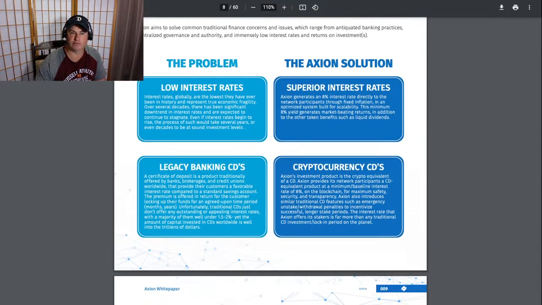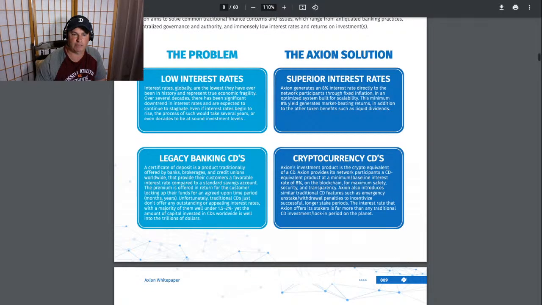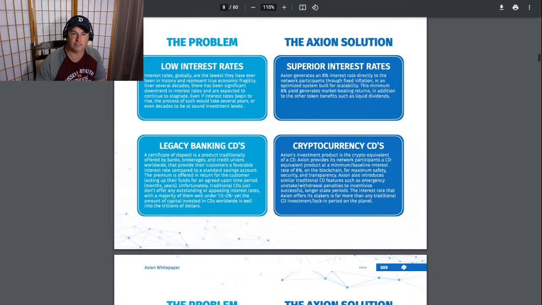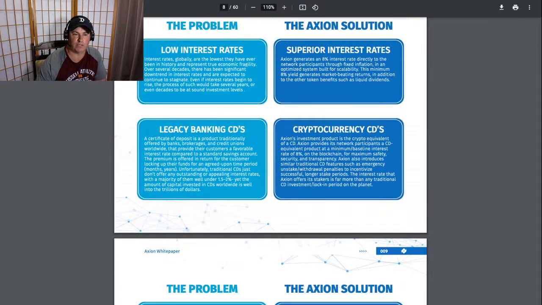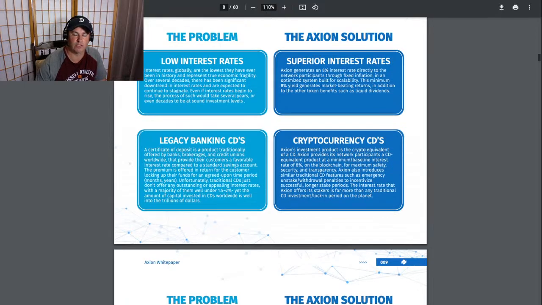Legacy banking CDs, or certificates of deposit. A certificate of deposit is a product traditionally offered by banks, brokerages, and credit unions worldwide, and provides customers a favorable interest rate compared to a standard savings account. The premium is offered in return for the customer locking up their funds, basically, for an agreed period of time, months or years. Unfortunately, traditional CDs just don't offer outstanding or appealing interest rates, with the majority of them well under 1.5 or 2%, yet the amount of capital invested in CDs worldwide is well into the trillions of dollars. So people are investing trillions of dollars for those low returns.